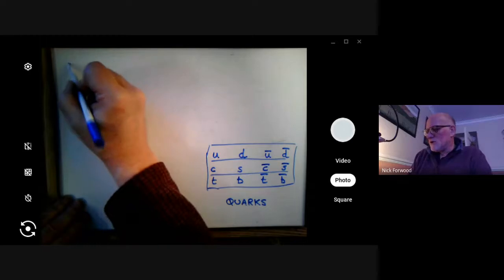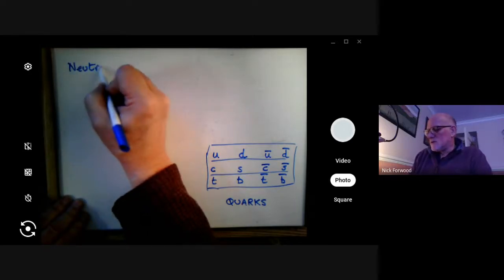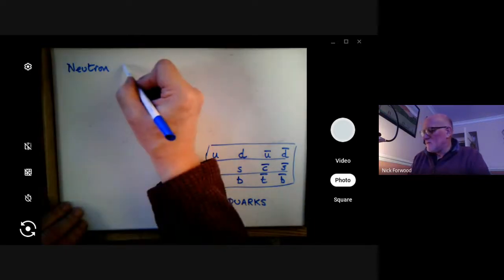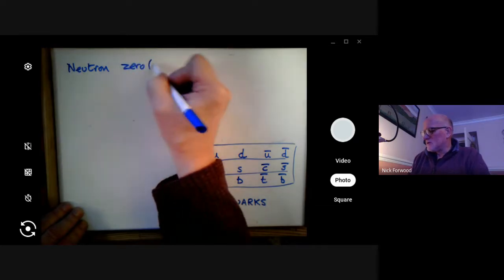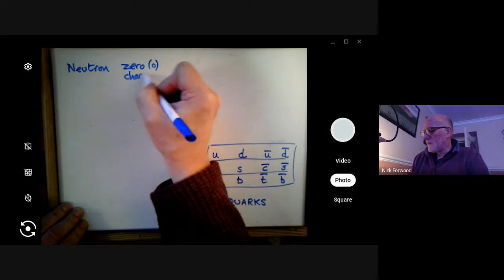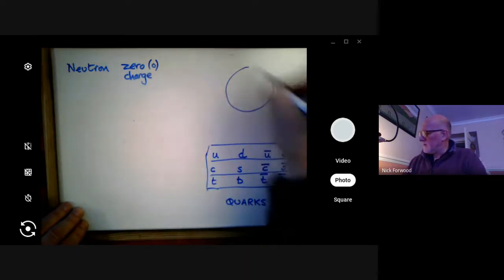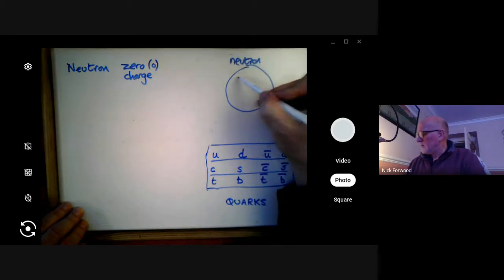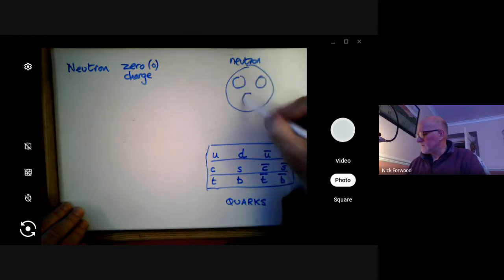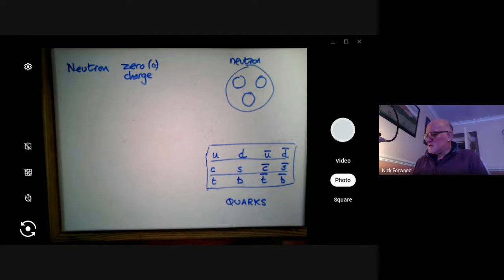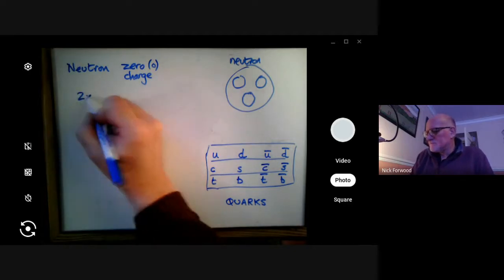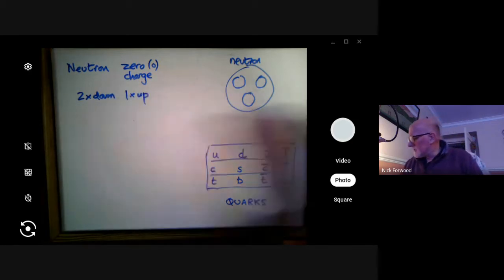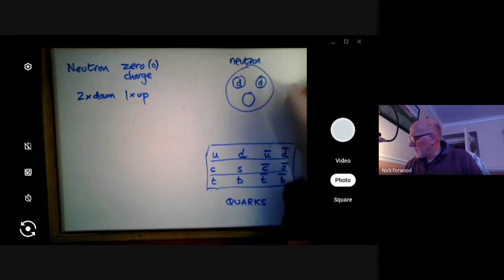Now, a neutron is not a fundamental particle, just like a proton is not a fundamental particle, and it has 0 charge overall. And here's a picture of a neutron. And a neutron, like a proton, is also made up of 3 particles. And it's made of 2 down quarks and 1 up. So I've got a down, and an up.